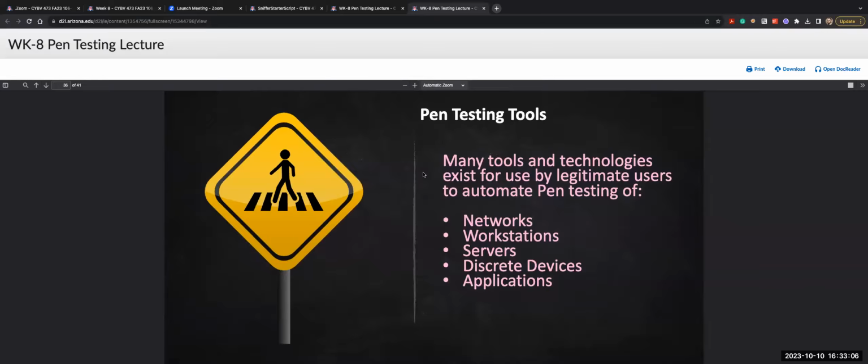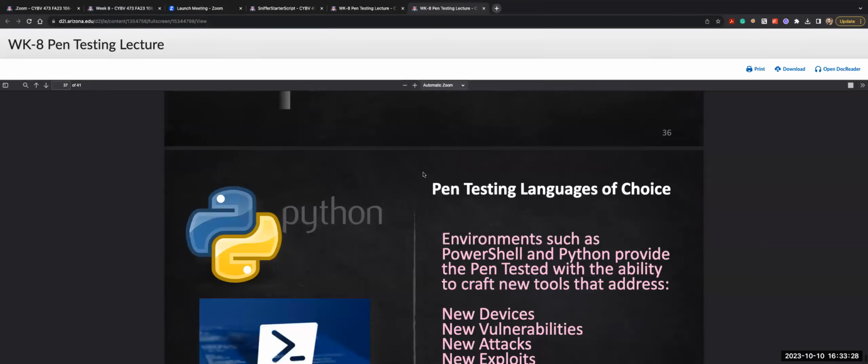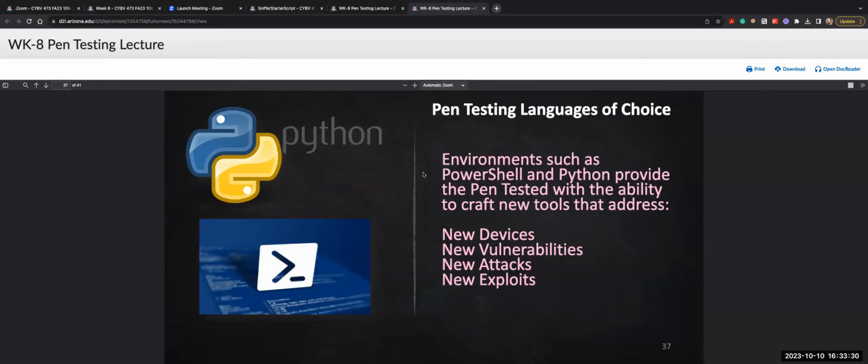There's always a different angle. You have different tools that pen testers use. You have different ones for networks, workstations, phones, cloud, networks, apps, APIs, all sorts of stuff, right? There are so many different tools, and some tools out there can assess multiple of these. Pen testing languages of choice, environments such as PowerShell and Python, provide the pen tester with the ability to craft new tools that address all these different things.